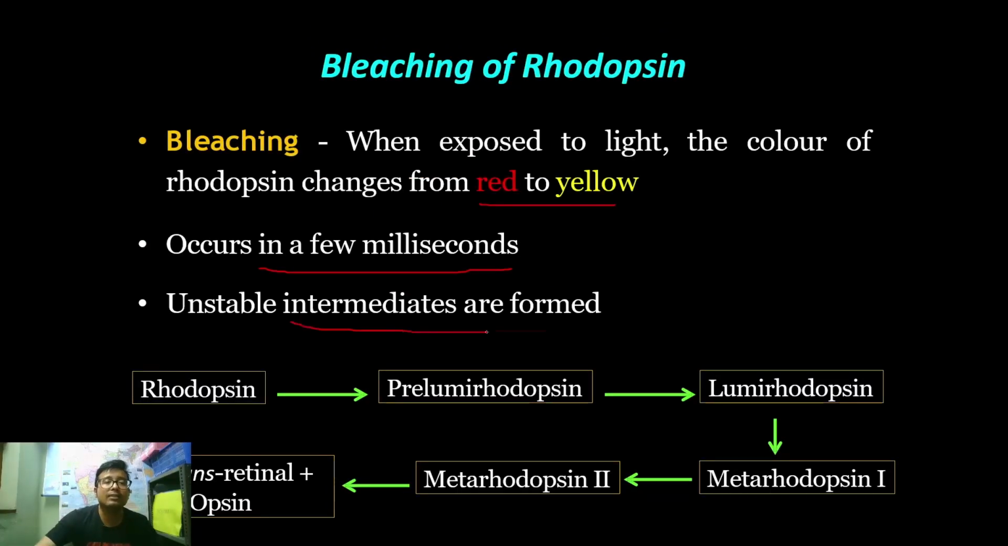So unstable intermediates are formed and you don't need to know the names, just know the phenomenon of photo bleaching, and it takes milliseconds and the final bleached color is yellow. It's very important. Okay.